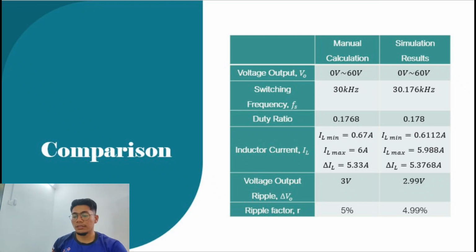In conclusion, we can say that the manual calculation and simulation result are approximately the same. For example, for the switching frequency, in manual calculation we get 30 kHz, while in simulation result we get 30.176 kHz. And the voltage ripple in manual calculation is 3 volt, while in simulation result we get 2.99 volt.